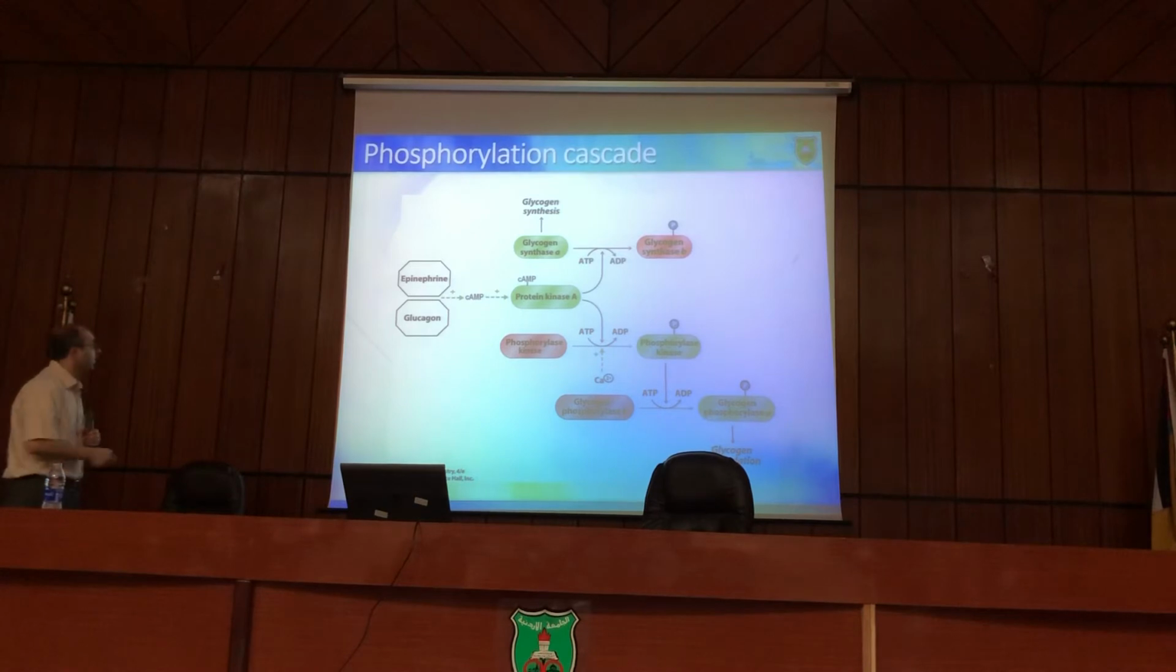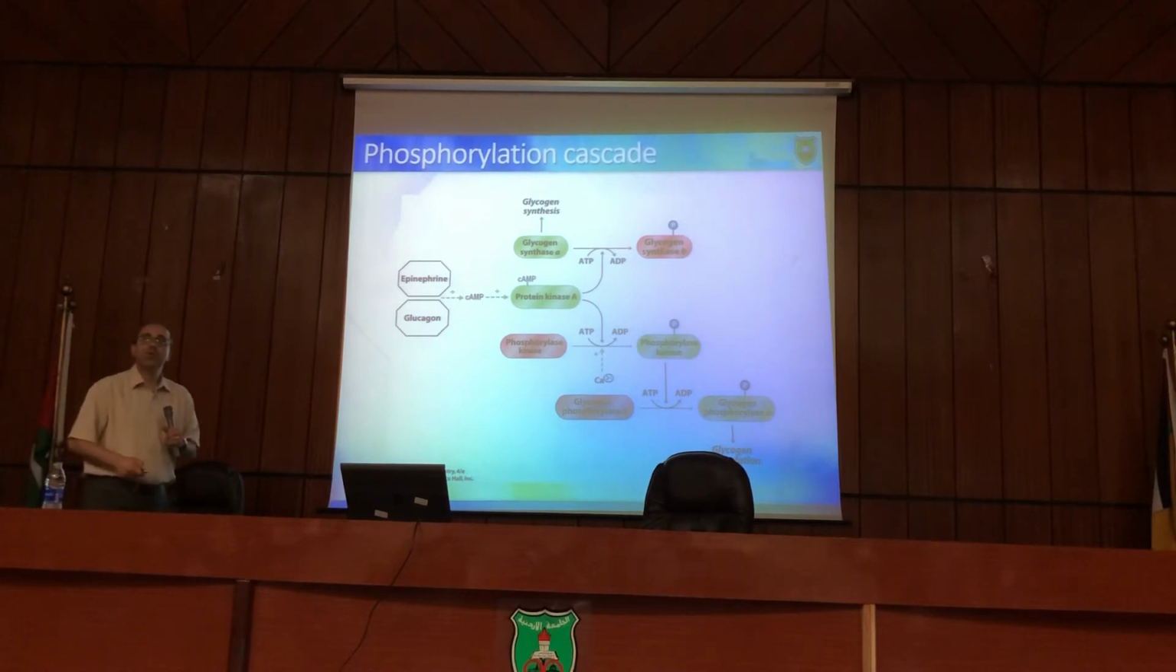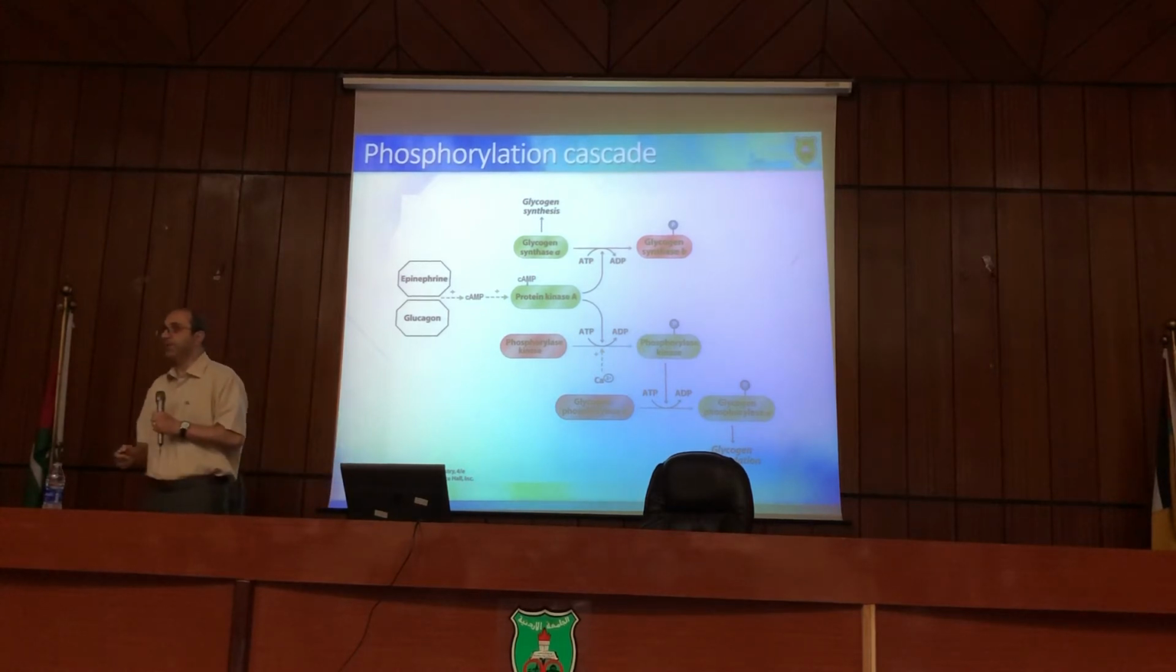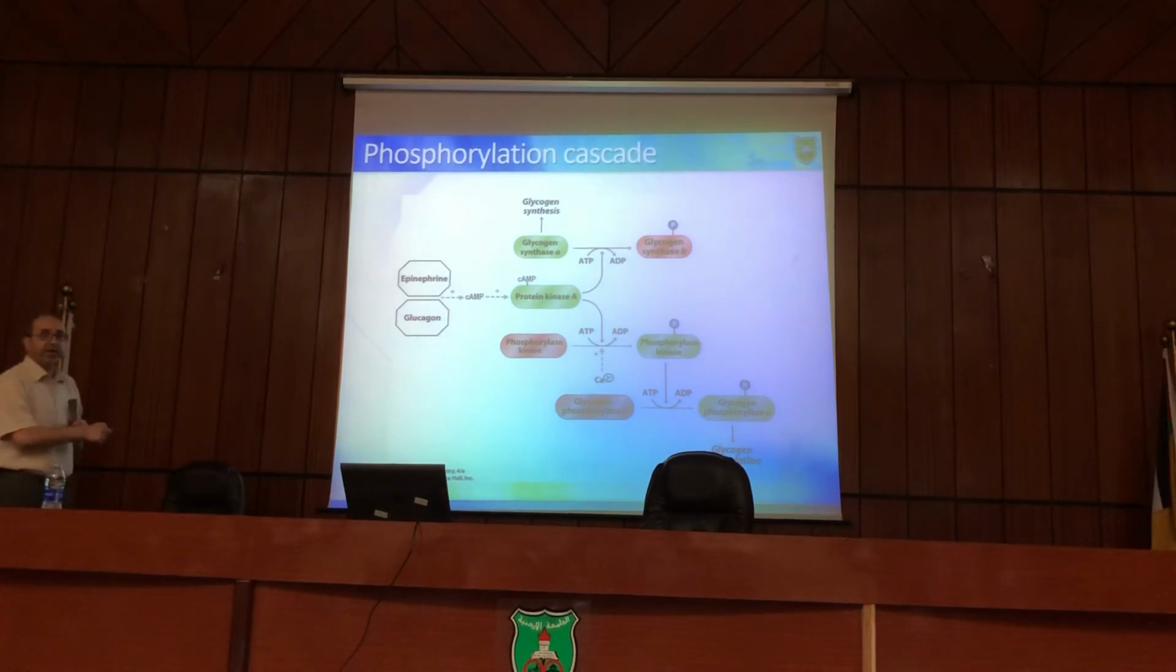This is a modifier, a modulator. Cyclic AMP binds to an enzyme known as protein kinase A. Remember this name. It's a really important enzyme for metabolism. What protein kinase A does is phosphorylate an enzyme known as glycogen synthase, inhibiting it. And it phosphorylates an enzyme known as phosphorylase kinase, activating it. Then this phosphorylase kinase, it's a kinase, phosphorylates an enzyme known as glycogen phosphorylase, activating it.